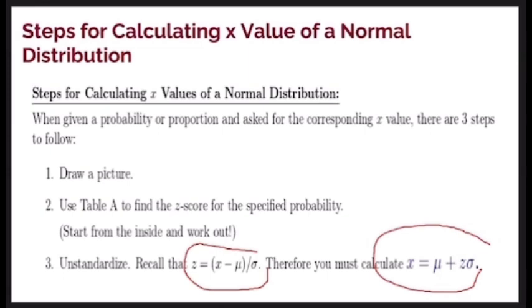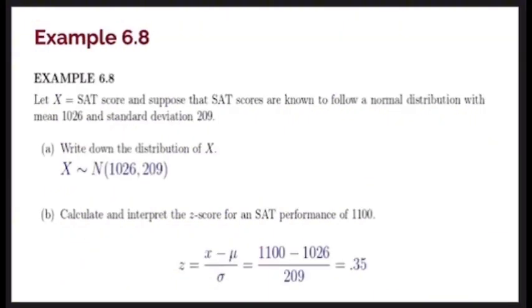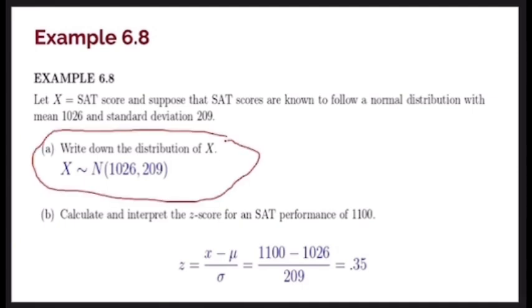That's what I need. But you know what? I want to walk you through an example where we're going to go from the original value of S to standardization, to checking in R, to taking a decision. Are you ready? Now, let's take a look at this. Let X equal SAT score, and suppose that SAT scores are known to follow a normal distribution with the mean that and standard deviation that. Now, the first question: write down the distribution. Of course, this is the distribution. How do I know? Because they've already told us. S follows normal, the mean is 1026 and the standard deviation is that.